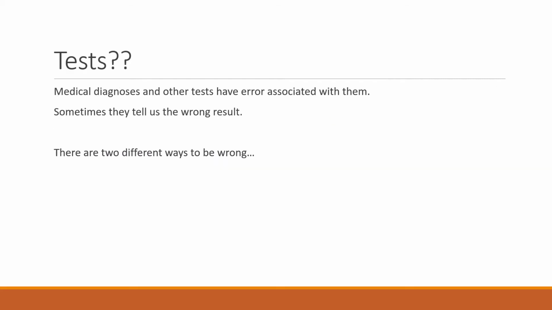All right, so why is it not accurate to assume that it's a 99% probability? Well, there's a couple of reasons. One is medical diagnoses, and any test that's a diagnostic test is going to have error associated with it. What does that mean? Well, sometimes they tell us the wrong result. Sometimes we have the disease and it tells us we don't have the disease. Sometimes we don't have the disease and it tells us that we do. And so there are two different ways to be wrong in this diagnostic test.